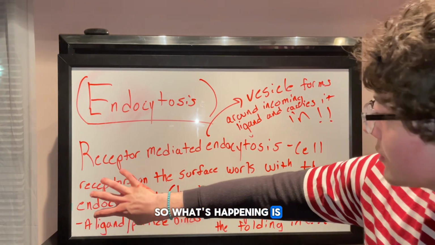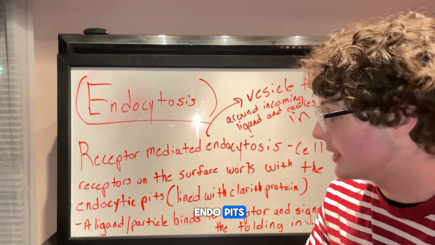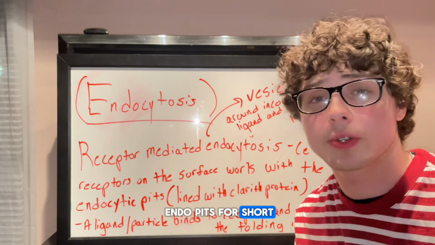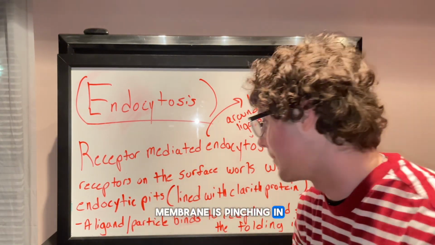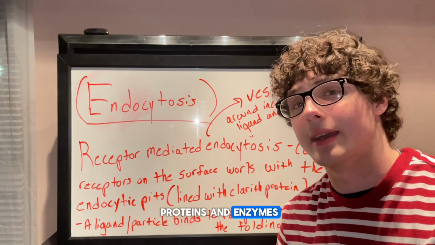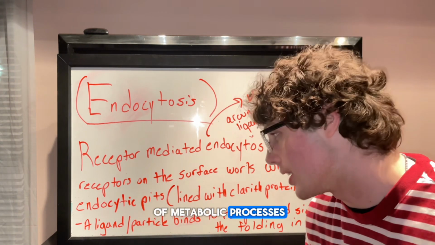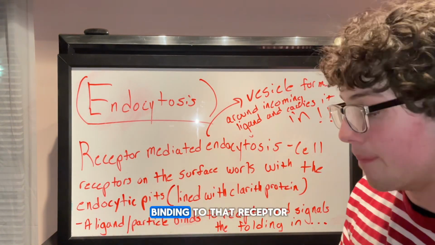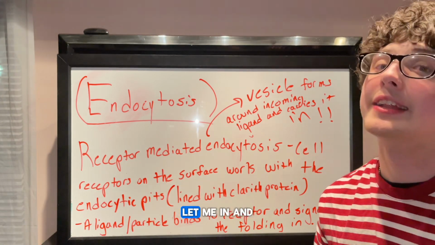What's happening is receptors on the surface are working with these endopits. I call them the endopits for short, it helps me remember it. The endopit is where the cell membrane is pinching in, and it's lined with proteins and enzymes which activate and help speed up the rate of metabolic processes. The ligand is binding to that receptor, and it's basically knocking on the door. It's saying, hey, let me in.